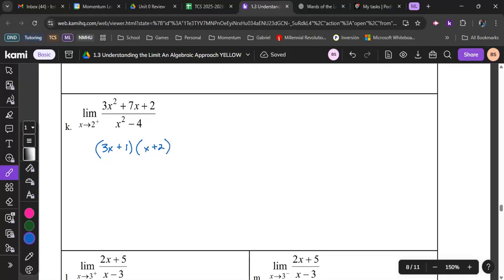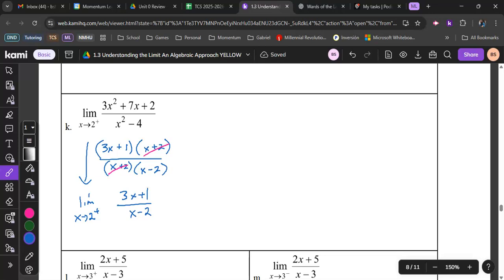plus 1)(x plus 2). If you can't figure out how to do that factoring quickly in your head, go ahead and just take time, pause it, and do it. And then this one's going to be (x plus 2)(x minus 2). Those are going to cancel. And so this is still my limit. So I'm going to be left with the limit as x approaches 2 from the right of 3x plus 1 over x minus 2.